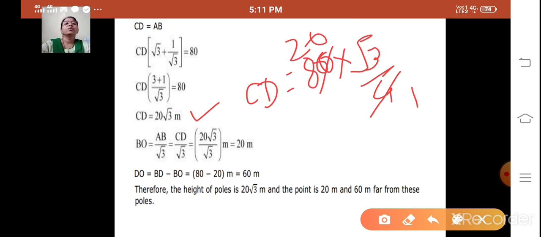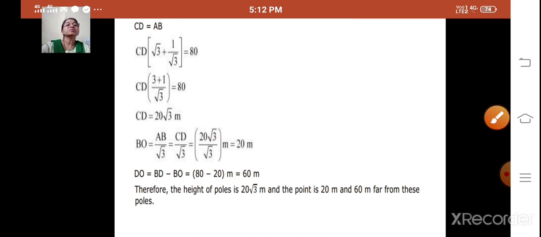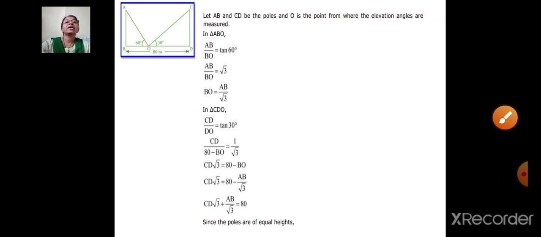So therefore BO, we have seen in equation 1, BO is equal to AB upon root 3. But AB and CD both are equal. So AB you replace by CD upon root 3. And just now we have calculated the value of CD. Substitute there. 20 root 3 upon root 3. This root 3 and root 3 will get cancelled. So BO is equal to 20 meters. What is BO? From the diagram, see this BO is given, right?